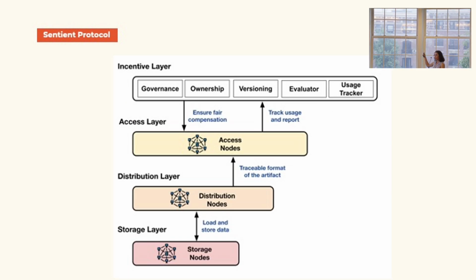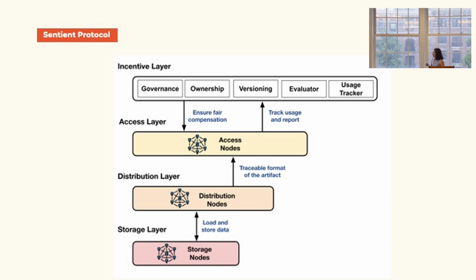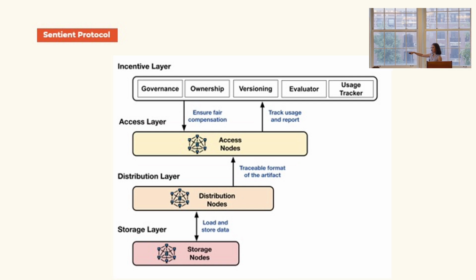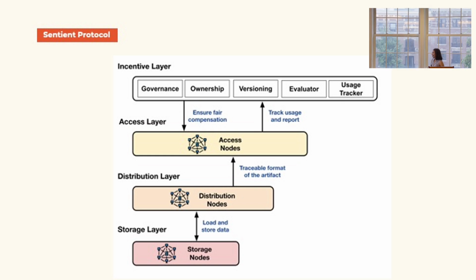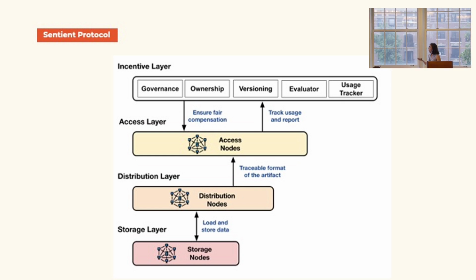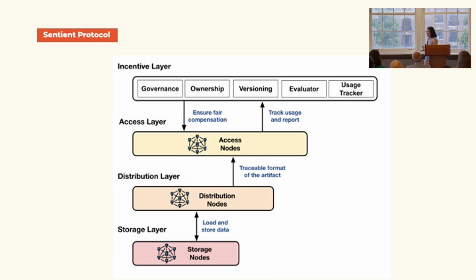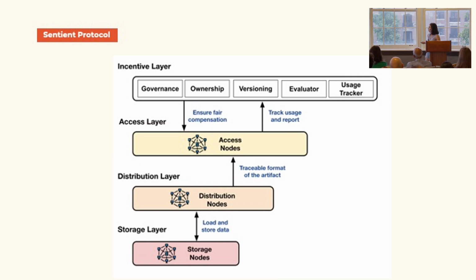So all these layers work together to build this Sentient protocol. The storage nodes make sure that you can have the data, you can securely store it. The distribution method makes sure that you have a traceable format of the artifact. The access nodes make sure that you can track the usage and report it to the incentive layer so that we have fair compensation for everyone. And for the incentive layer, because of the guarantees that I mentioned, we are using a blockchain, so it naturally gives us trust-free and transparency. So all those modules can be contracts implemented on the incentive layer.